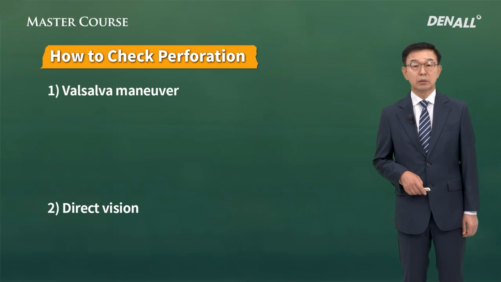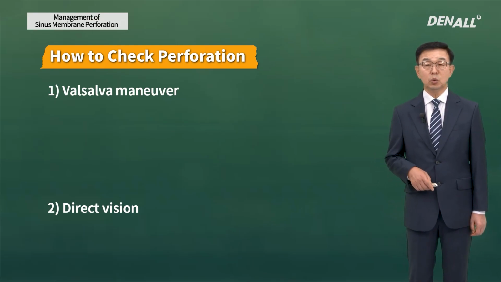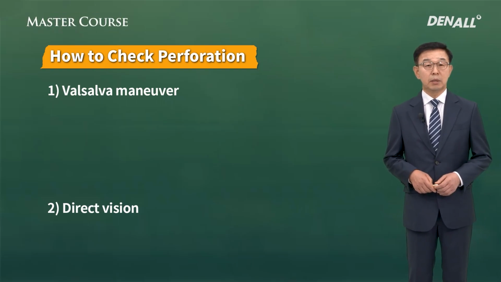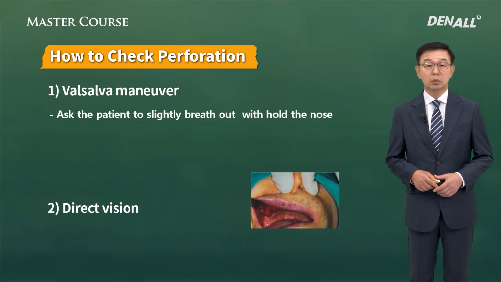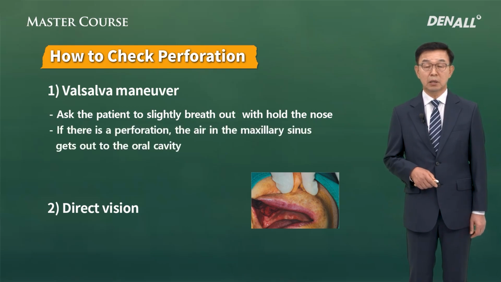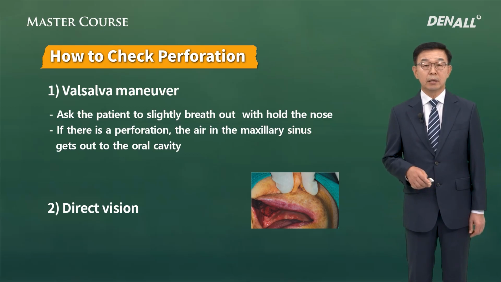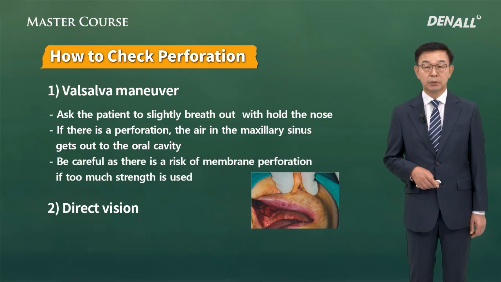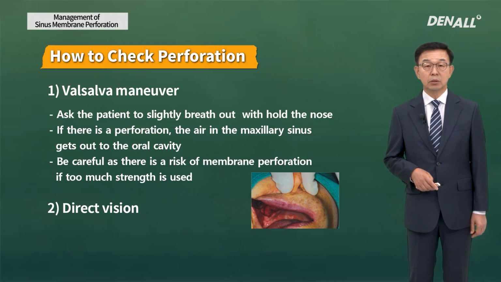So how can you observe sinus membrane perforation? When you do lateral window approach, you can visually see it. If you can't really see it, you can use the Valsalva maneuver. You can ask the patient to slightly breathe out while holding the nose. If there is perforation in the area of window approach, you can see that air comes out like that. In this case, if the patient blows excessively, the size of the tear can increase.